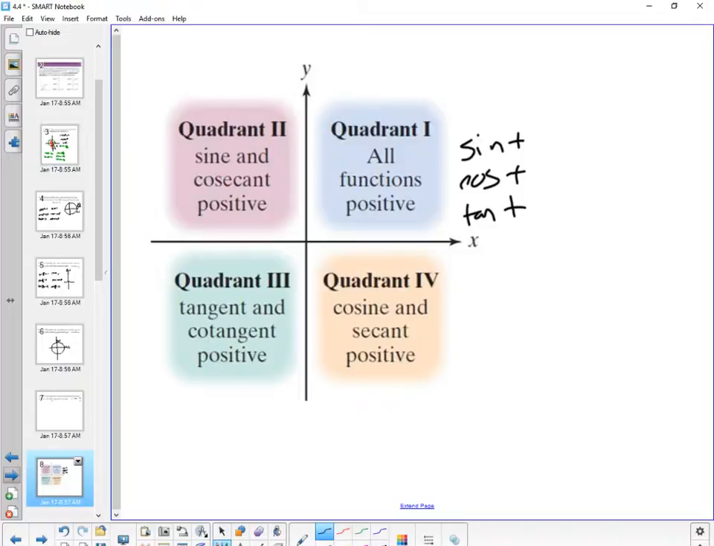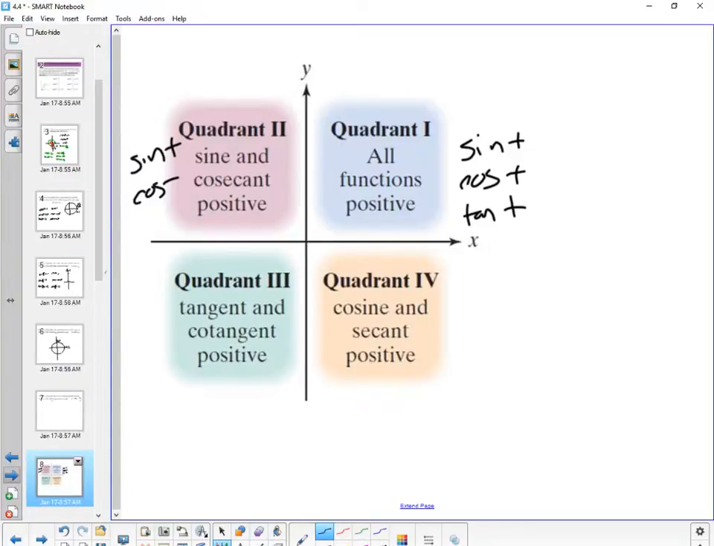Is sine positive or negative? Positive. And cosine is negative. Therefore, my tangent would end up being a negative value, because it would be sine over cosine, so positive over negative makes negative. And then think about how that affects your cofunctions as well, okay?